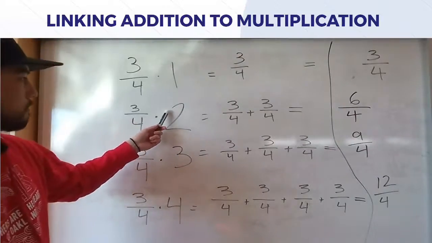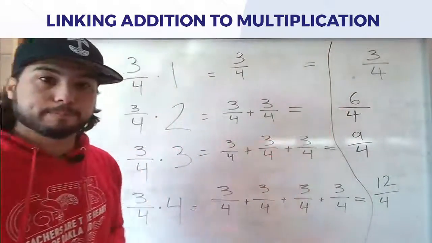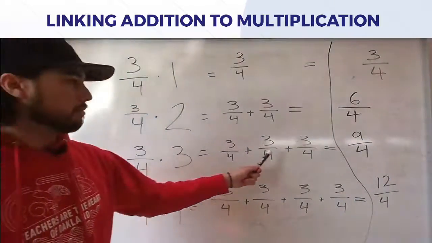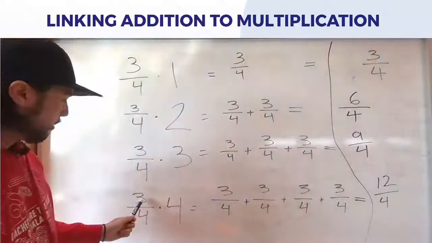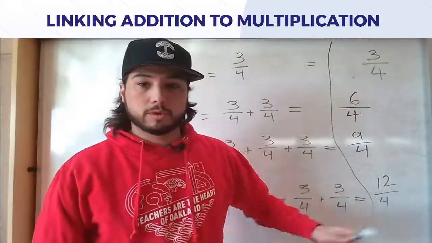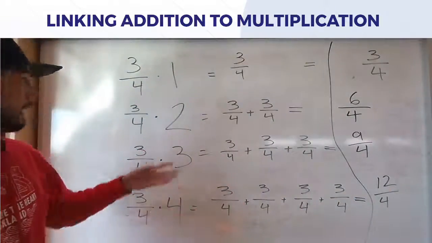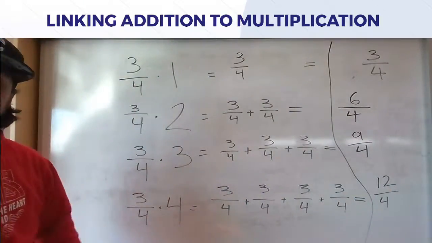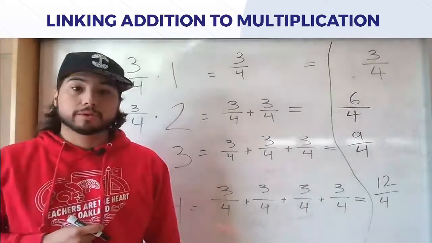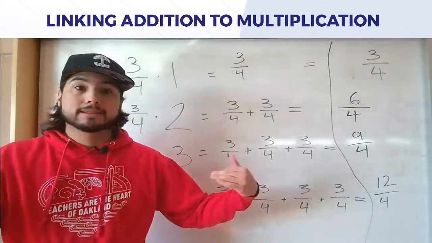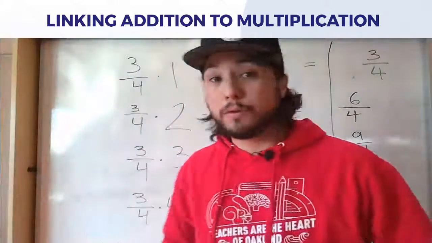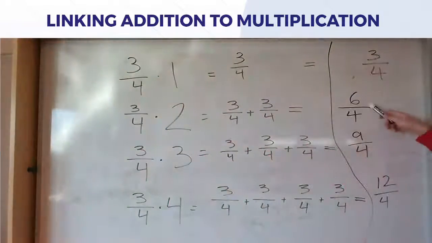3 times 2, 6. 3 times 3, 9. 3 times 4, 12. What would come next? 3 times what? We've got 1, 2, 3, 4, 5, right? 3 times 5. And the size of the piece is still fourths, right? So the next term in our pattern would be 15/4.